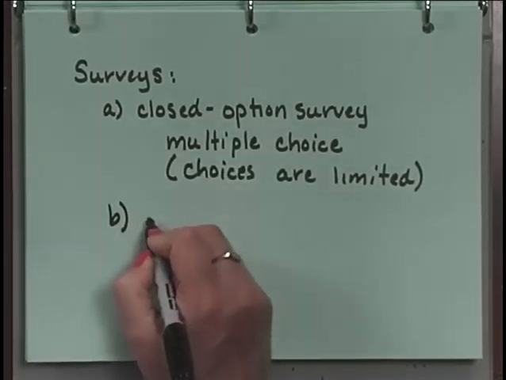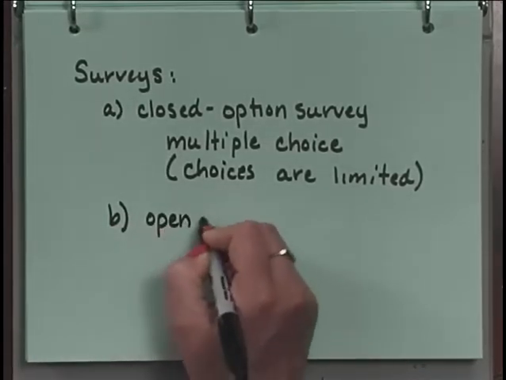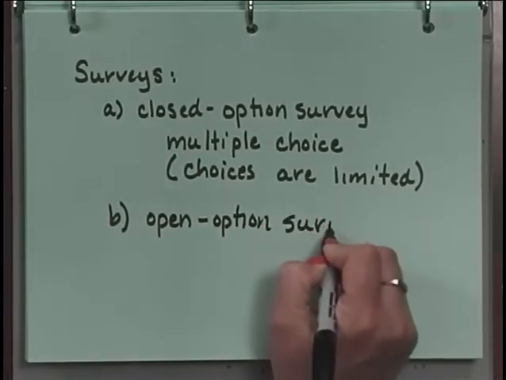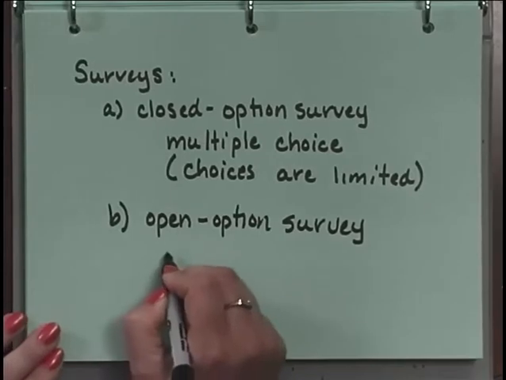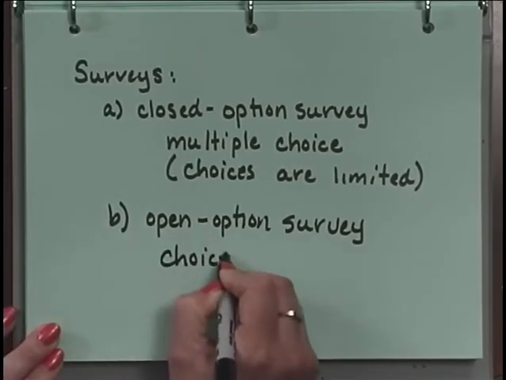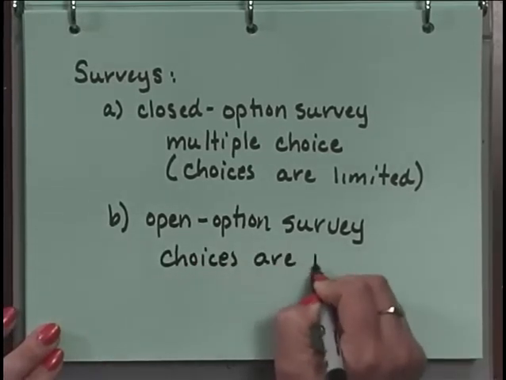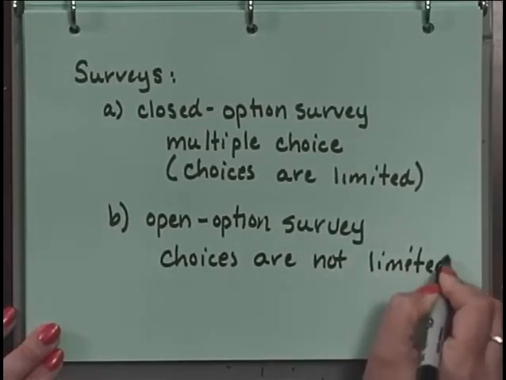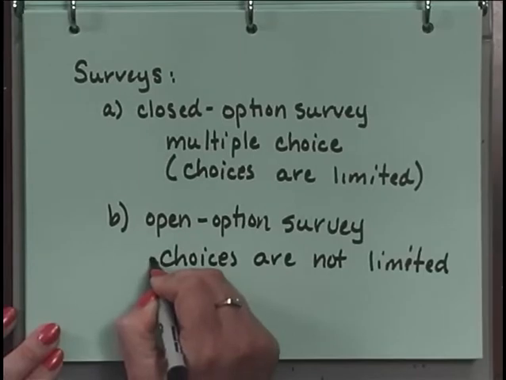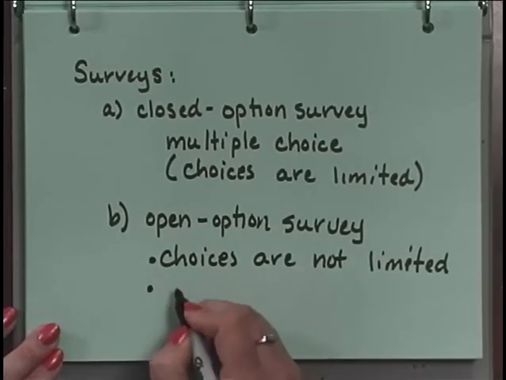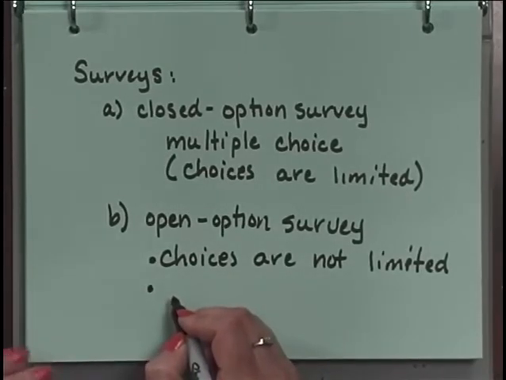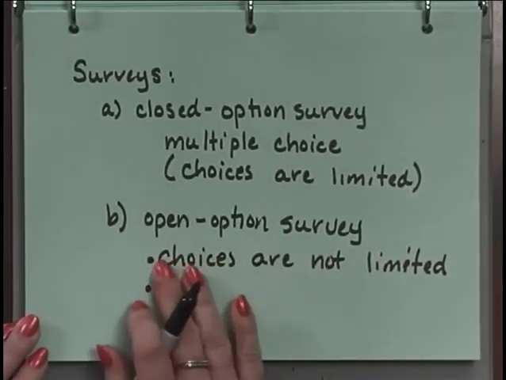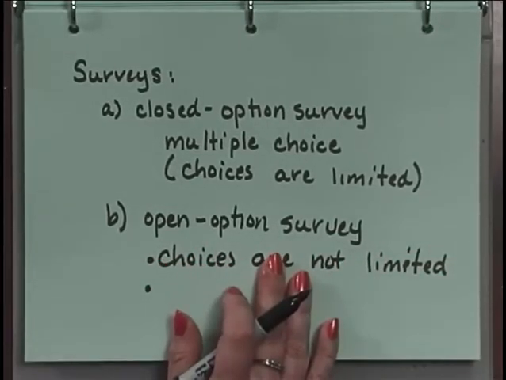Now, the second type of survey is what we call an open option survey. On an open option survey, you do not limit choices. So choices are not limited. And you allow your respondents to the survey to have freedom in their response. So respondents are free to make any kind of response that they want to. Their choices are not limited.